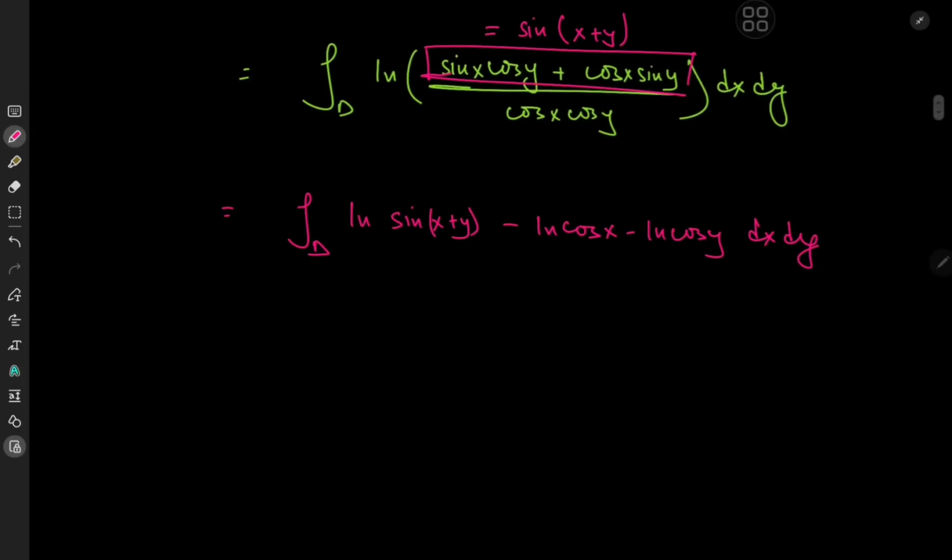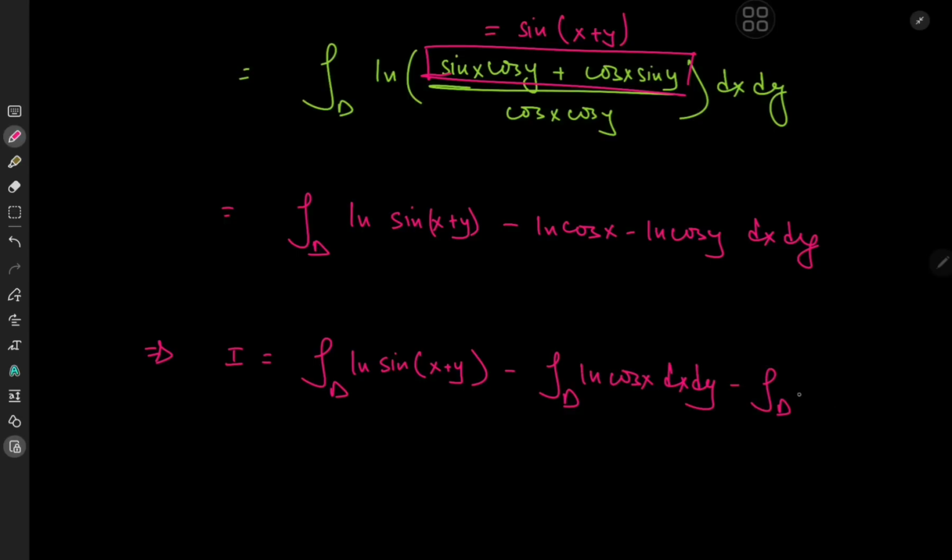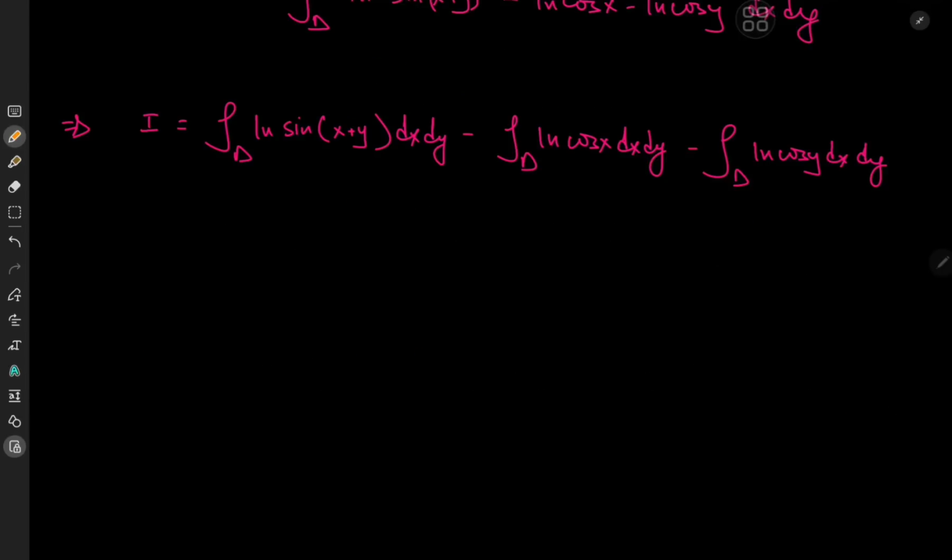Now, to make use of the linearity of the integration operator, we have I being equal to the double integral over D of log sin(x + y) minus the integral over D of log cos x dx dy minus the integral over D of log cos y dx dy. Now, the entire solution development for this integral is pretty much based on symmetry. So let me divert your attention to these two integrals here.